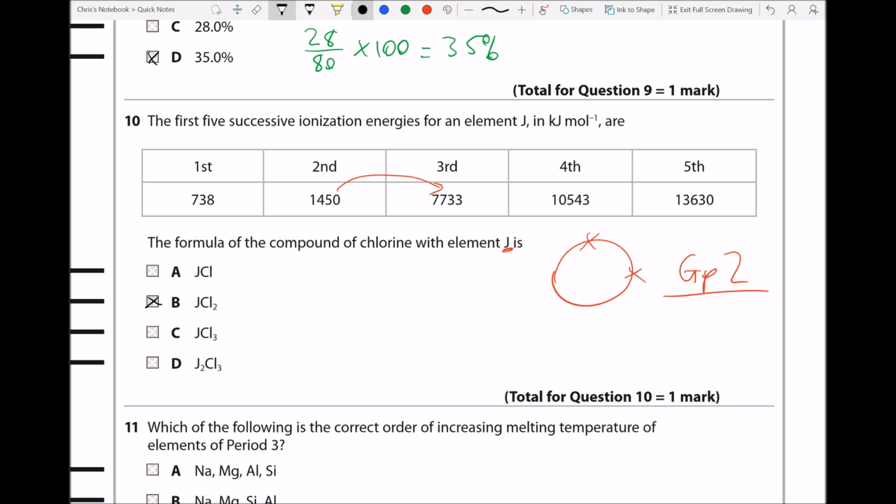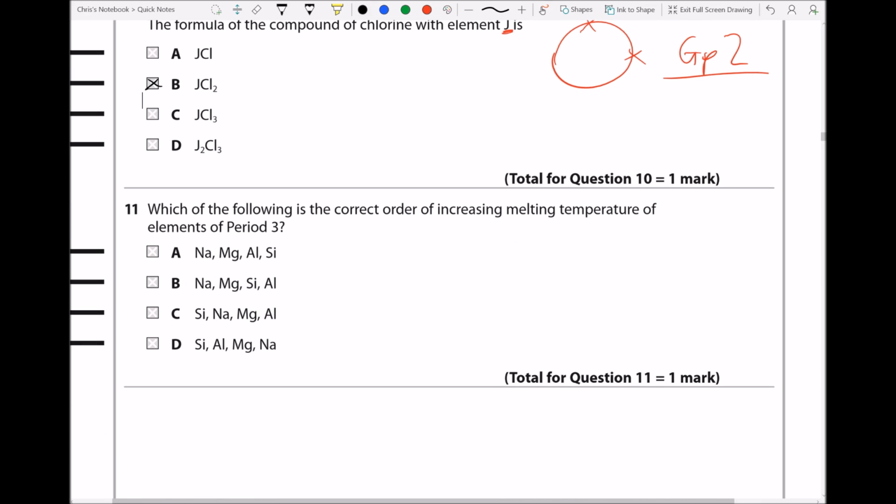Okay. Number 11. Which of the following is the correct order of increasing melting temperature of elements in period 3? Alright, so we're looking for things with a really high melting temperature.